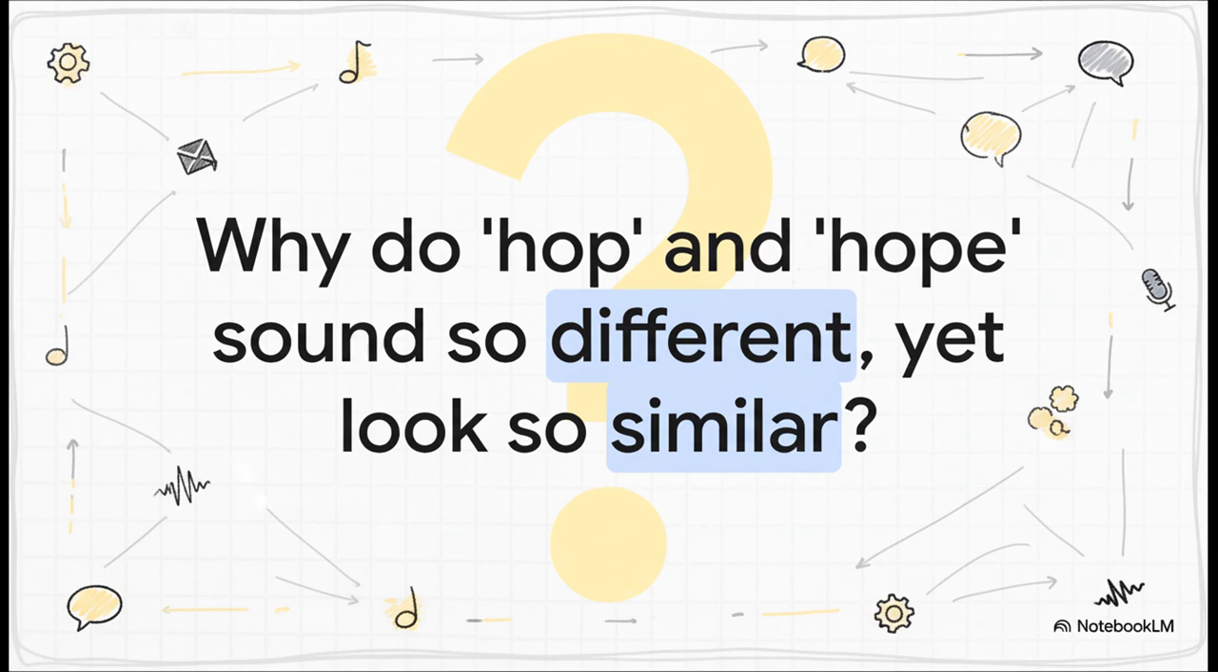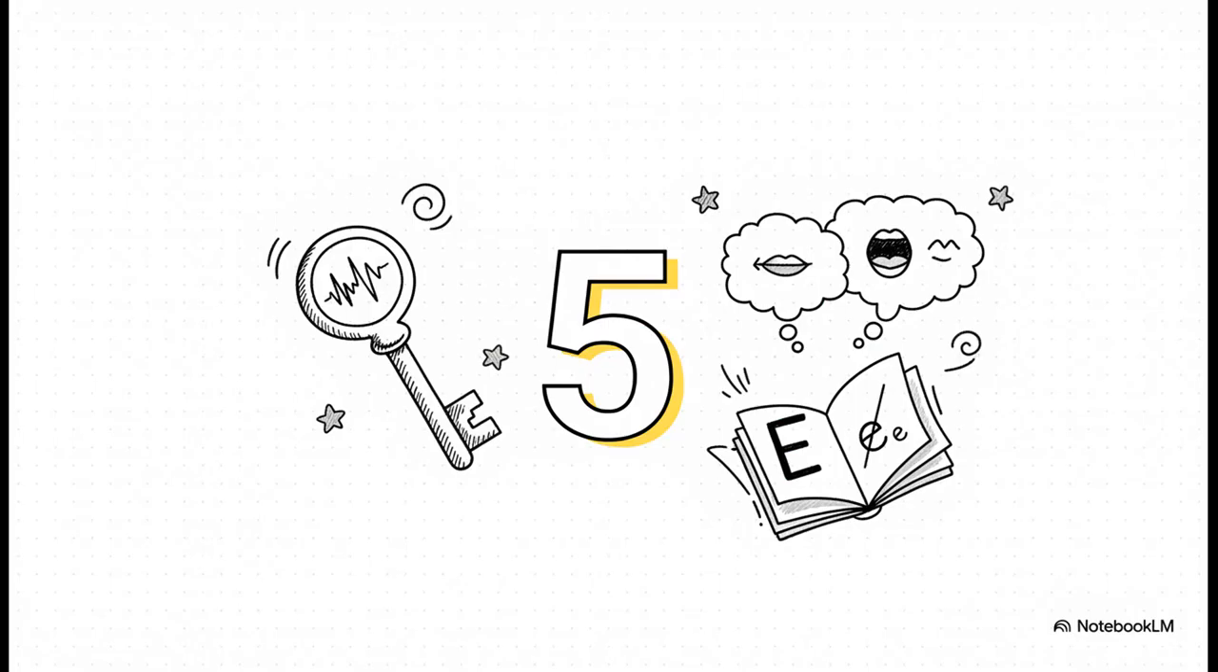You've got the word hop and the word hope. One tiny letter, a silent E, and boom, the entire sound changes. This is the exact kind of puzzle we've all run into. It's what makes English feel so, well, random. But what if I told you there's a hidden pattern in there? Let's go find it.